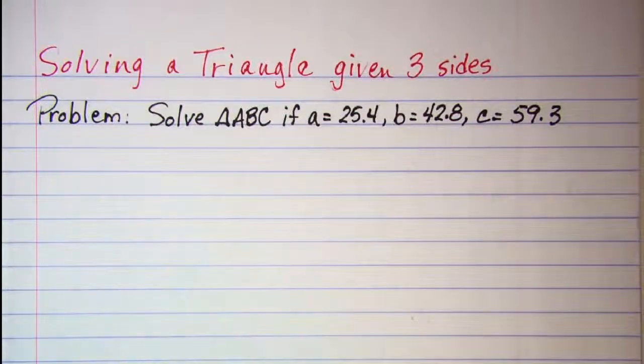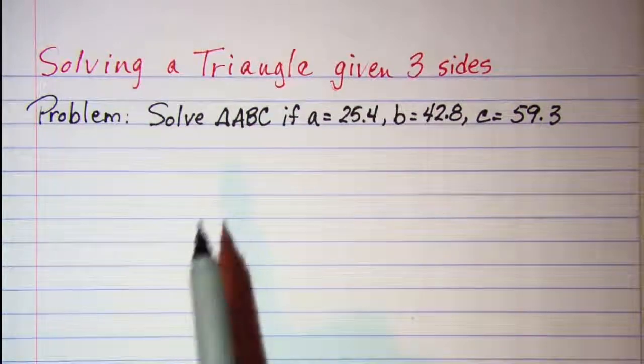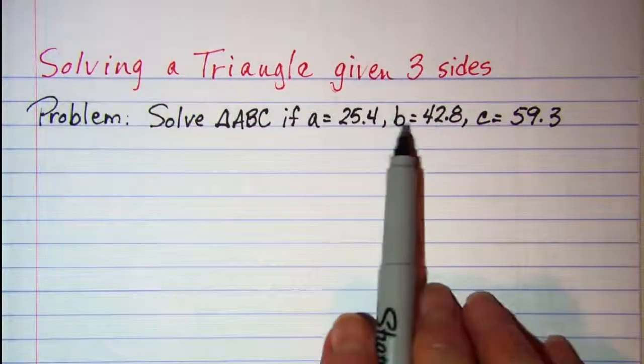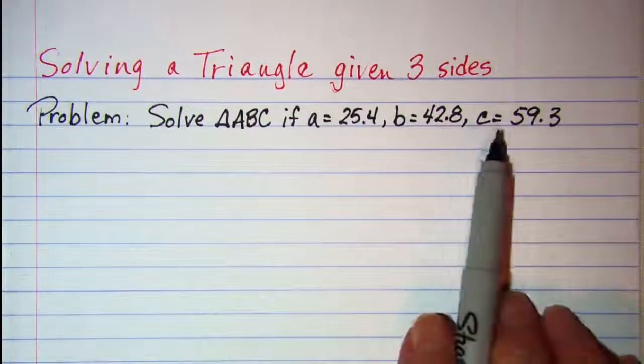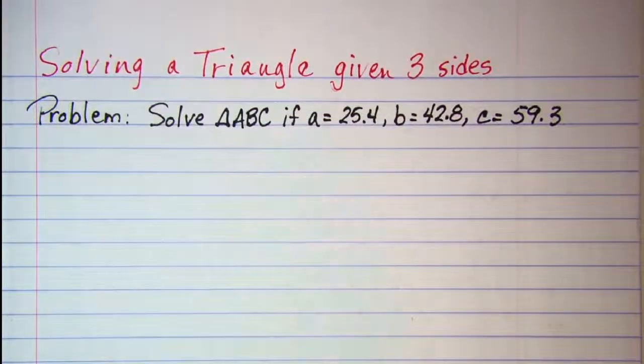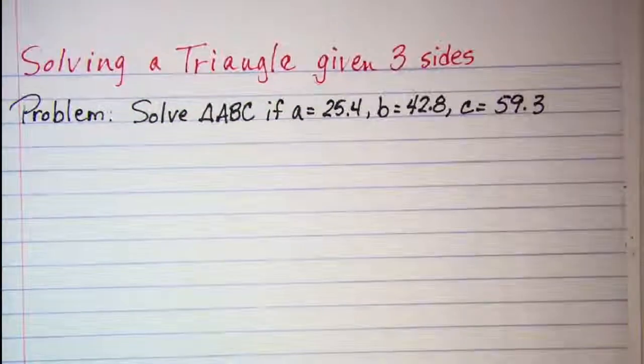In this video, we'll be solving a triangle given three sides. So we're given side A is 25.4, side B is 42.8, and side C is 59.3. Now the first thing we could do is to see if this is a right triangle.